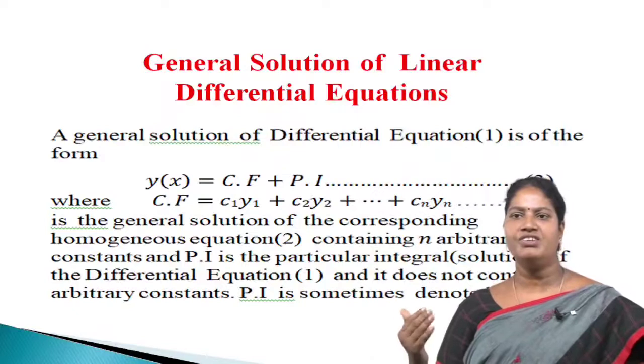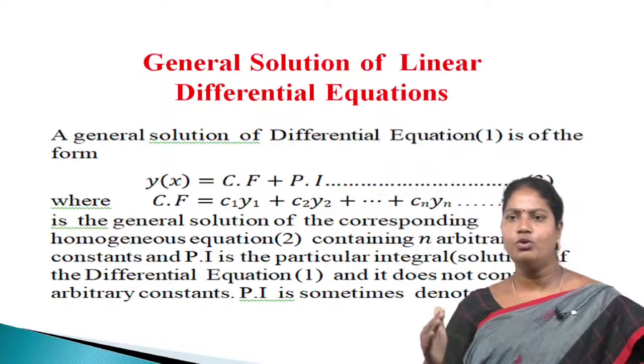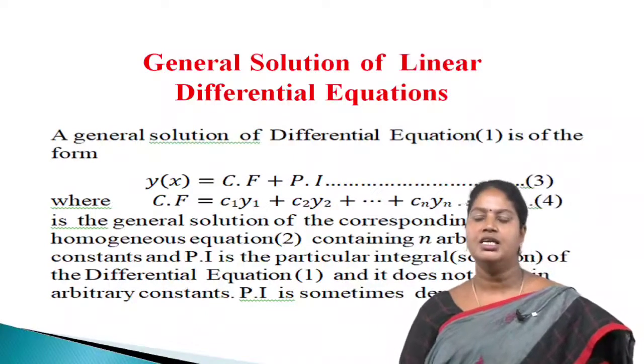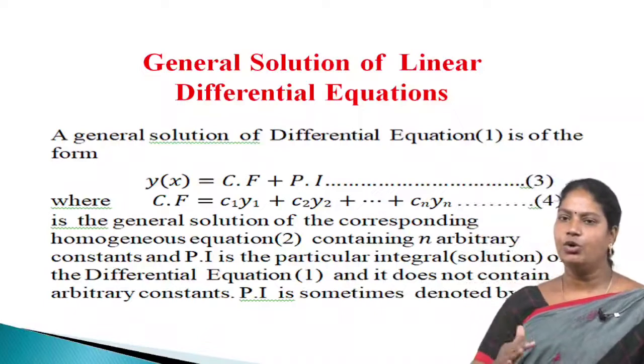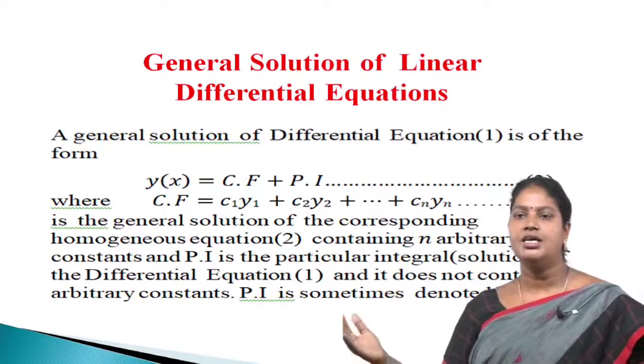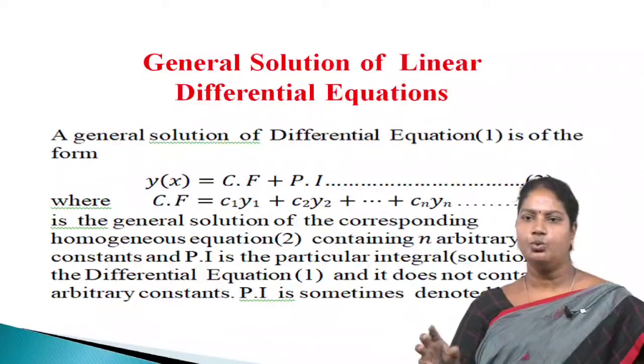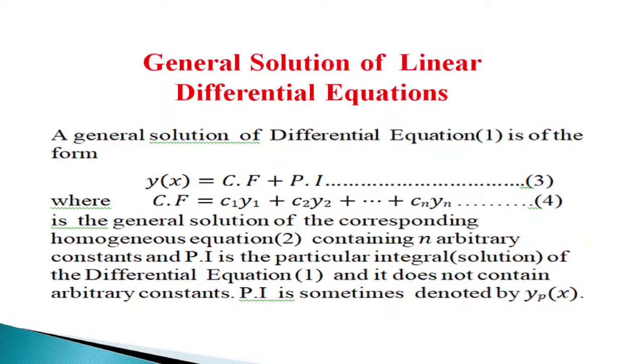In the first module we saw what the principle of superposition is. It says that if y1, y2, ..., yn are n linearly independent solutions, then the linear combination c1y1 + c2y2 + ... + cnyn is again a solution of equation 2. So we are using that. And also PI means particular integral, that is a particular solution of equation number 1. So the solution of the non-homogeneous type is the combination of CF and PI, and the solution of the homogeneous is only the CF. It is known as the general solution of the homogeneous higher order linear differential equations.